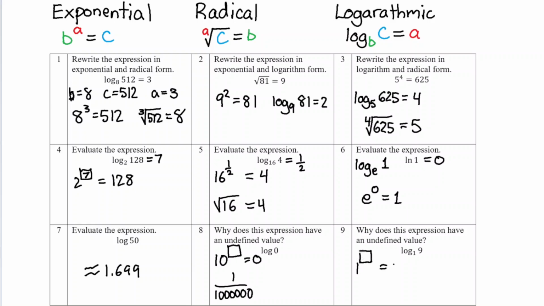1 to what power equals 9? Well, I don't care how many ones you're multiplying or dividing or rooting or whatever together, you're always going to get 1. You're never going to get 9. And that's pretty much that. That's why. So hopefully that makes sense. And let's move on to the next section.